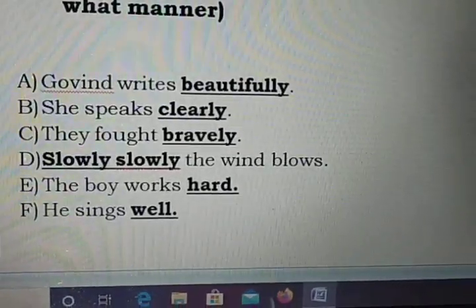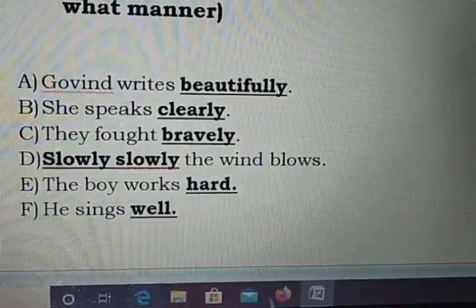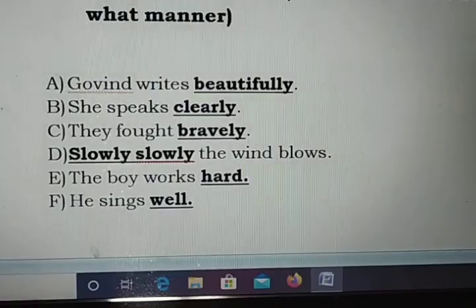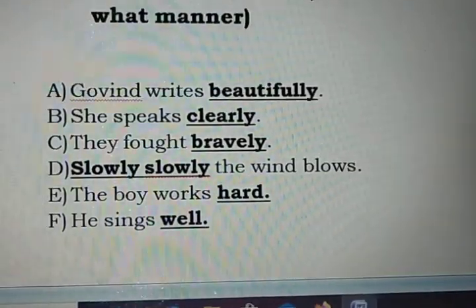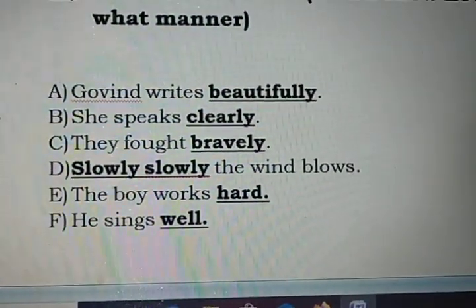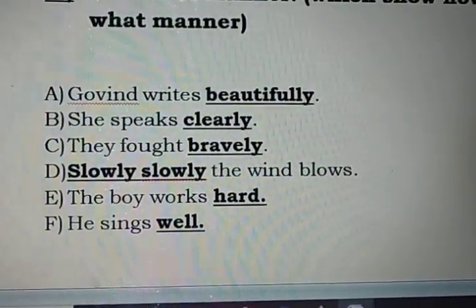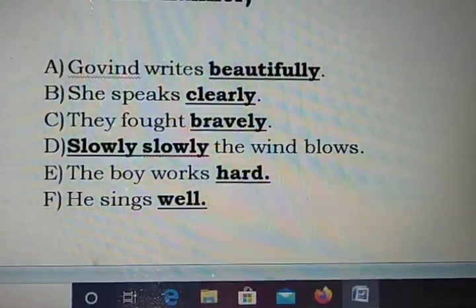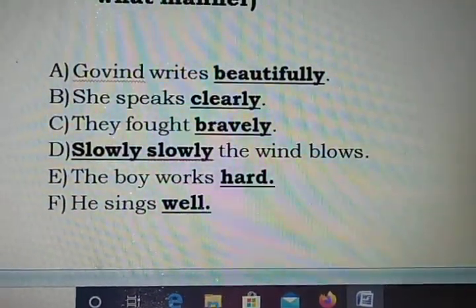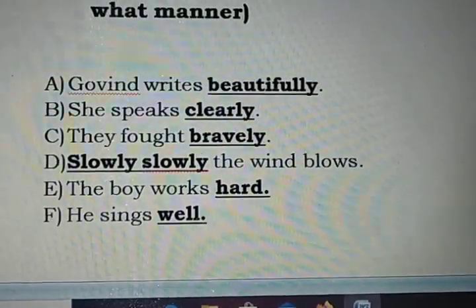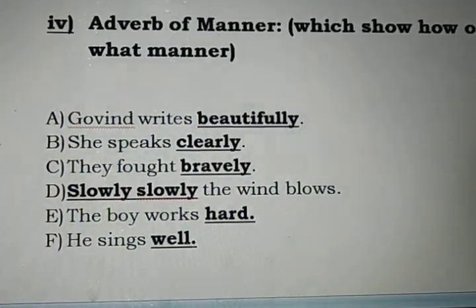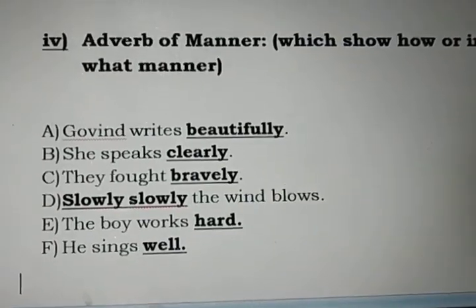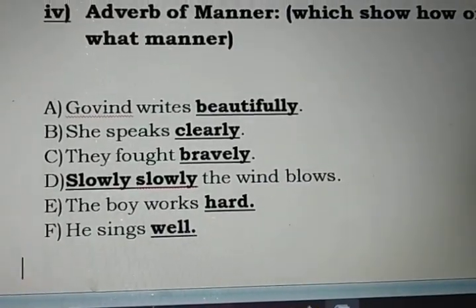First one, Govind writes beautifully. She speaks clearly. Third one, they fought bravely. Slowly, slowly, the wind blows. Fifth one, the boy works hard. Sixth one, he sings well. So all these words which are underlined, they are adverbs of manner. They tell us how the action is done.